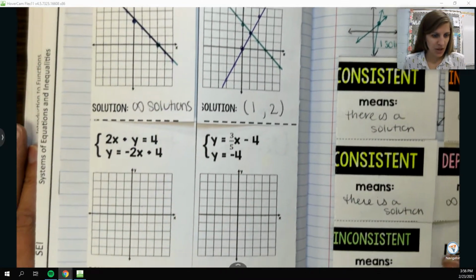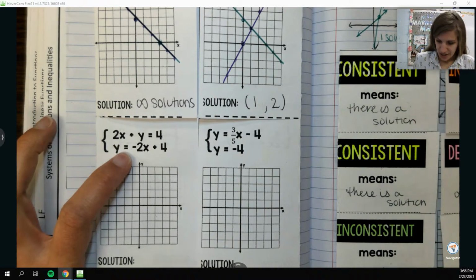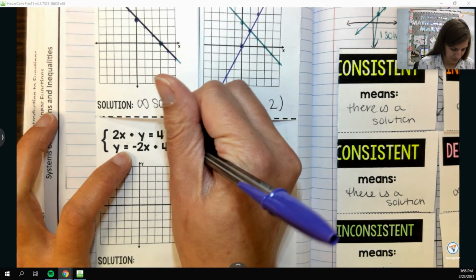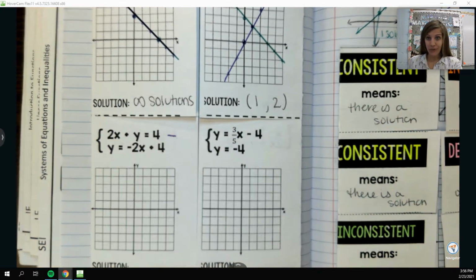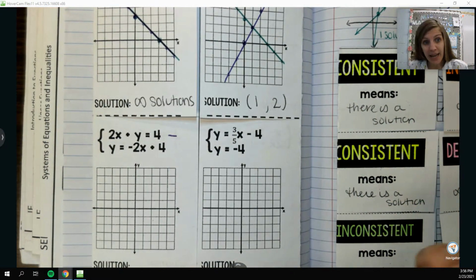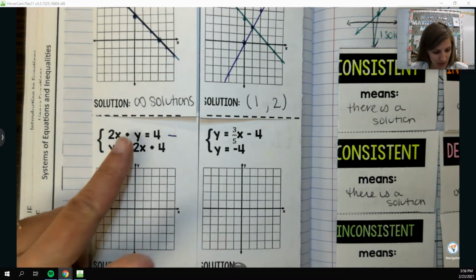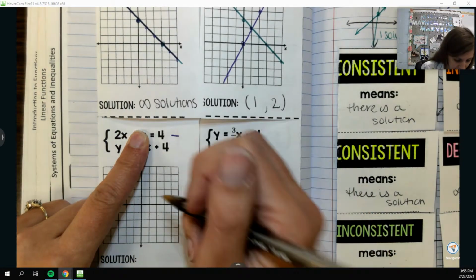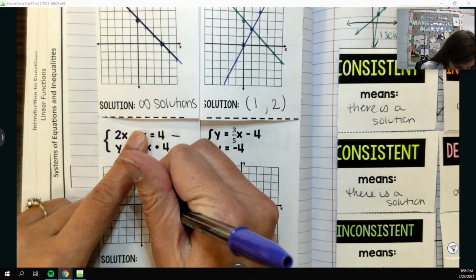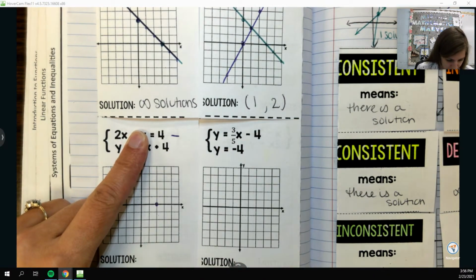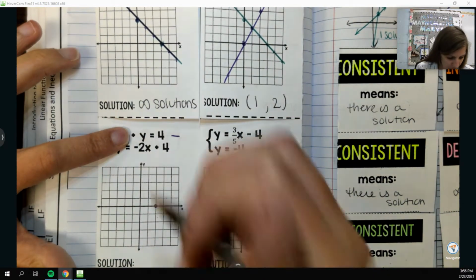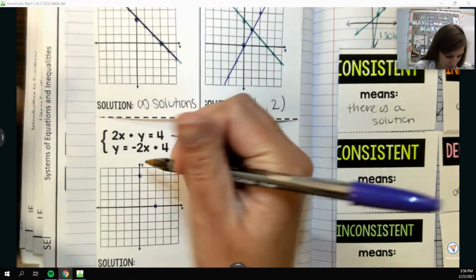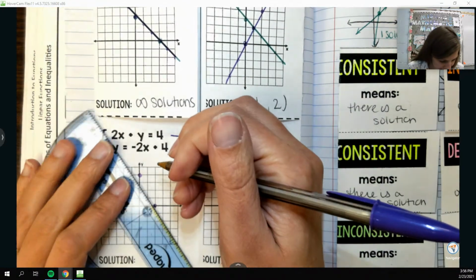Okay, I'm going to go down here and do this one next. So that top line is in standard form. Now you could rewrite it, but I'm just going to find the x and y intercepts. So if I ignore y and solve for x, I find that x is 2 because I divide both sides by 2. And then if I ignore x and solve for y, I have that y is 4. 2, 3, 4. And then I can just connect the dots.